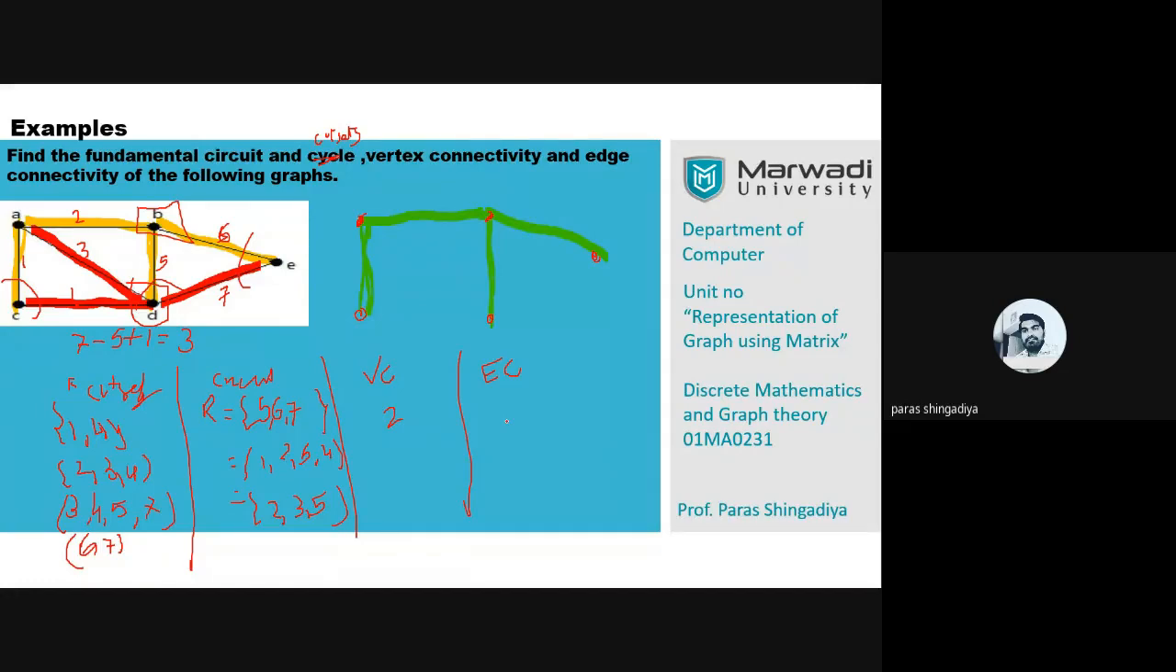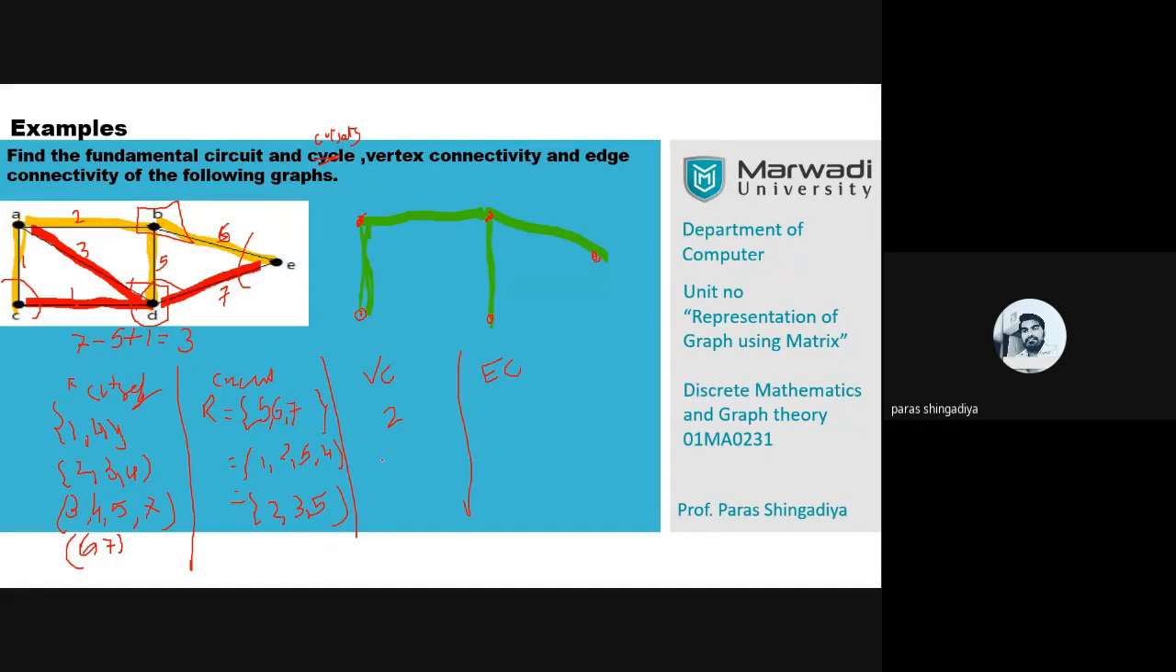What will be the minimum, the smallest cut set? Remember one thing: you cannot find the answer of edge connectivity by using fundamental cut sets. You have to observe all 8 possible cut sets and check which one is the smallest cut set and how many edges are included in it.